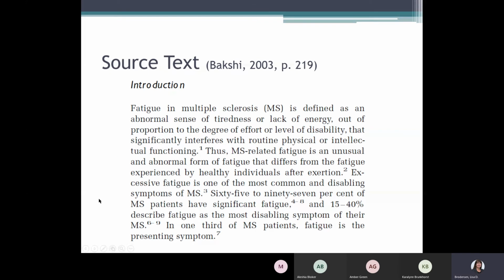I think I must have had this slide presentation set up on a timer to automatically advance the slides, so I apologize for that.